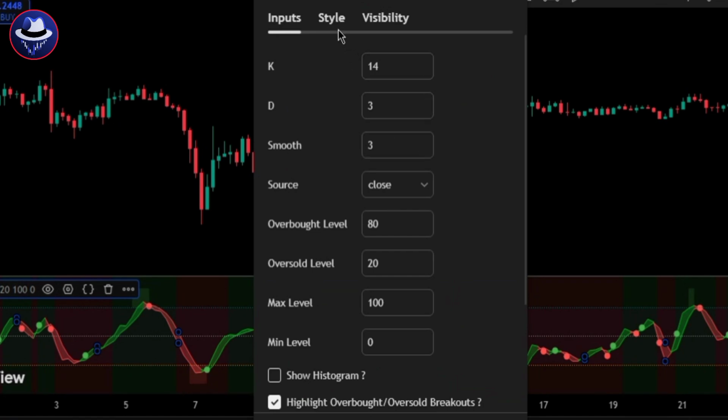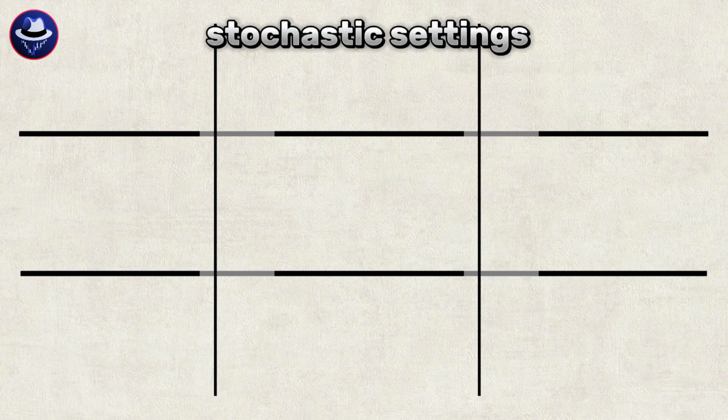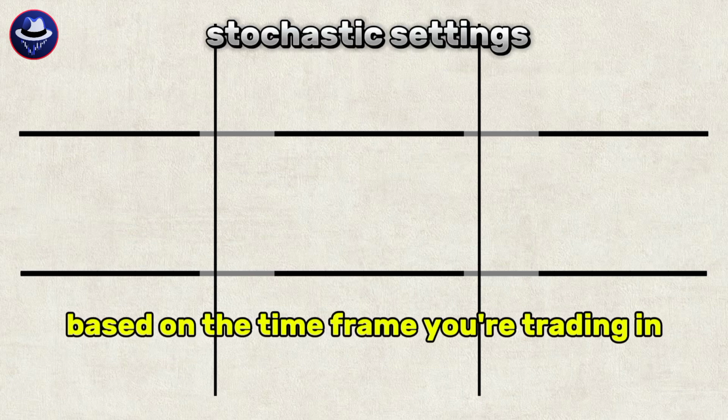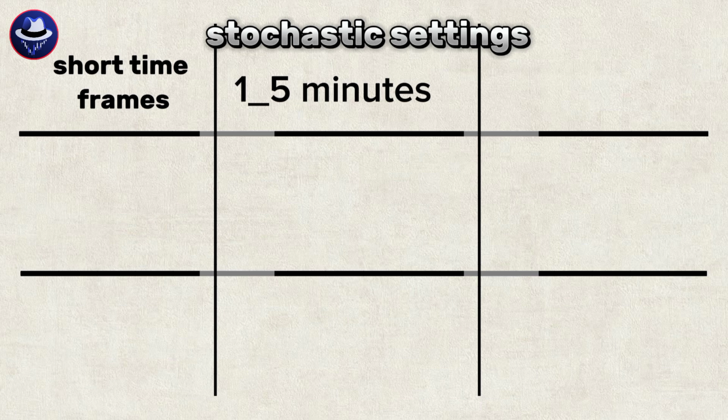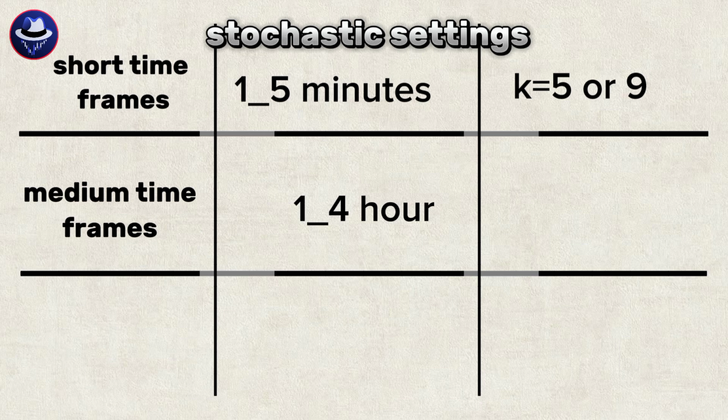Now a few tips based on time frames. Let's quickly go over how to adjust your stochastic settings based on the time frame you're trading in, because using the right settings makes a big difference. If you're trading on very short time frames like 1 to 5 minutes, you'll want faster signals, so set the %K to 5 or 9. This makes the indicator more sensitive and responsive to quick price moves. For medium time frames like 1 to 4 hours, a K of 12 or 14 usually works best. It gives you more balanced signals. Not too fast, not too slow, which helps avoid false alerts.